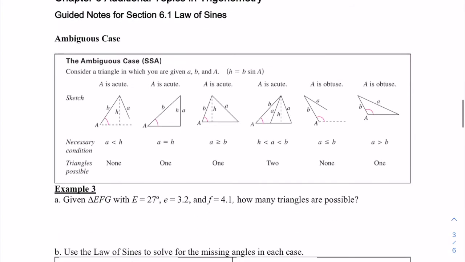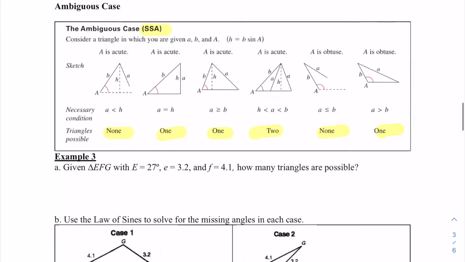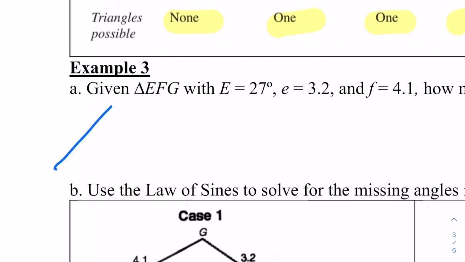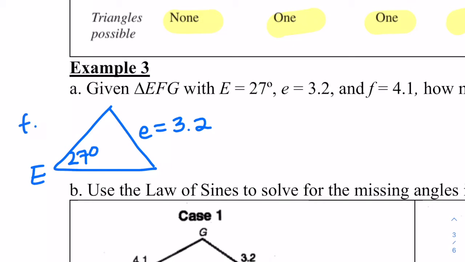Now let's consider the ambiguous case. And that is when we have two sides and a non-included angle. So there are potentially 3 scenarios. We could have none, 1, or 2 triangles. So it's really important to consider what the other angles will be. So if we're given an angle, E is acute. That's 27. And the opposite side is 3.2, and its adjacent side is 4.1.